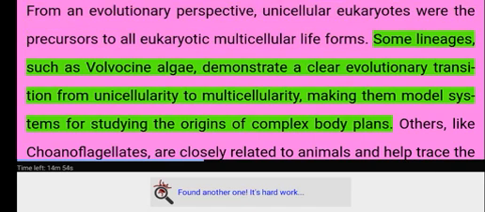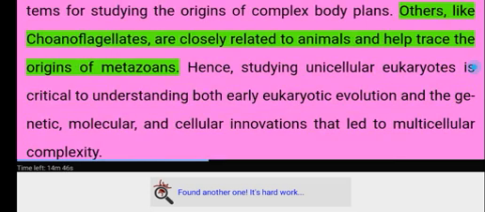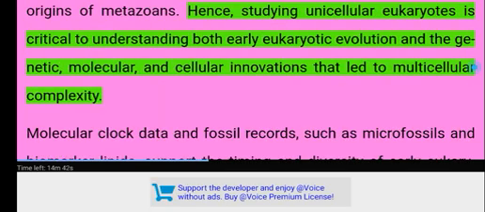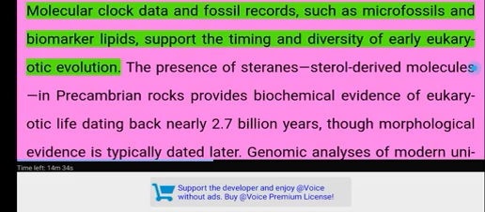Some lineages, such as Volvocine algae, demonstrate a clear evolutionary transition from unicellularity to multicellularity, making them model systems for studying the origins of complex body plans. Others, like choanoflagellates, are closely related to animals and help trace the origins of metazoans. Hence, studying unicellular eukaryotes is critical to understanding both early eukaryotic evolution and the genetic, molecular, and cellular innovations that led to multicellular complexity. Molecular clock data and fossil records, such as microfossils and biomarker lipids, support the timing and diversity of early eukaryotic evolution.